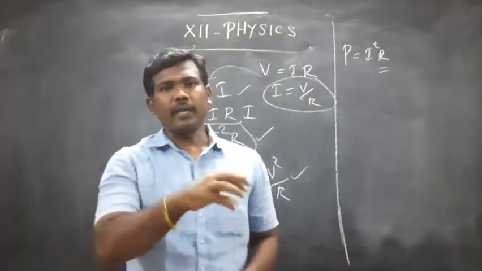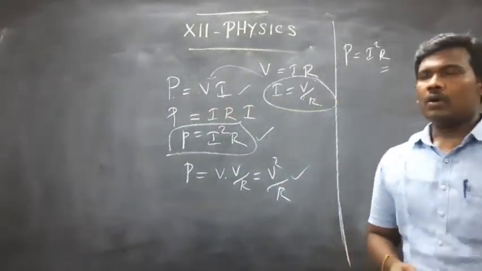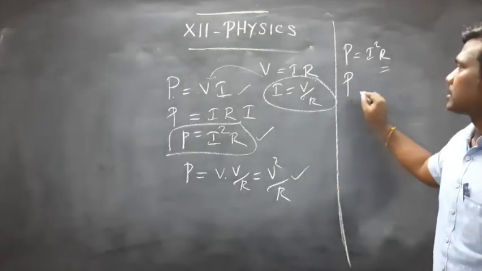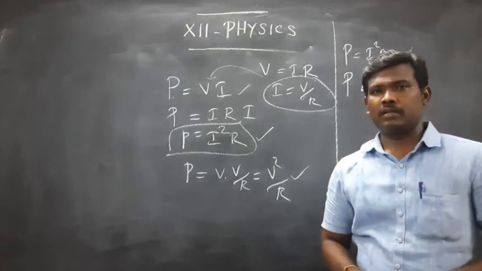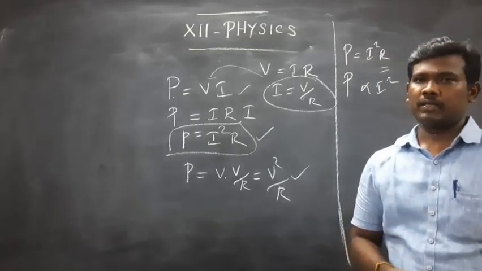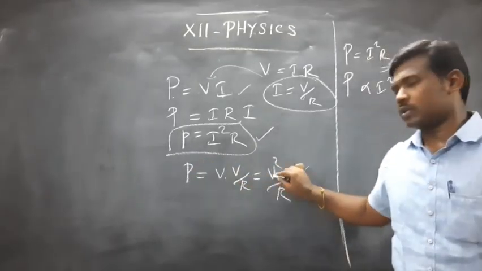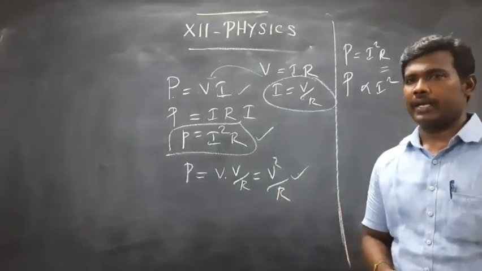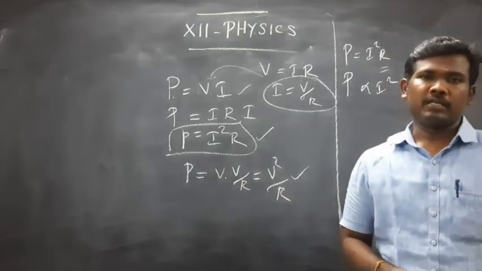If you are selecting any one material, the R value is a constant. So for a particular material, power is directly proportional to the square of the current. Using this formula, power is also directly proportional to the square of the potential difference developed across the conducting material, and power is inversely proportional to the resistance.